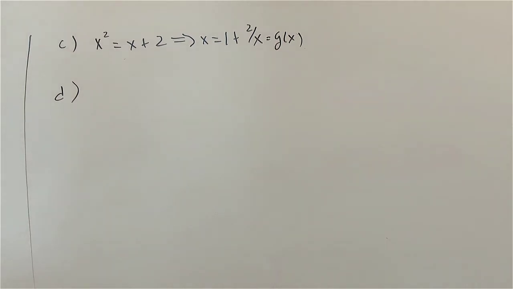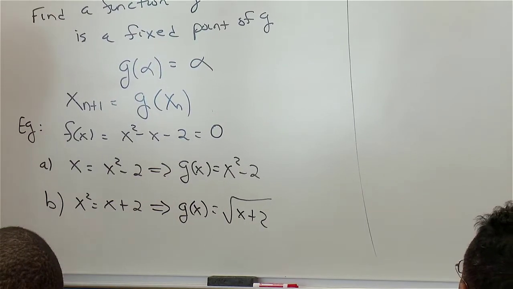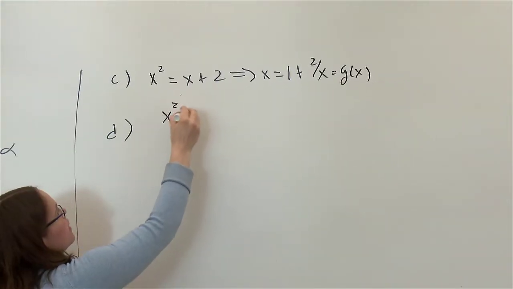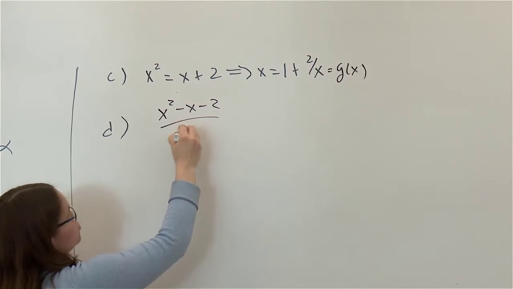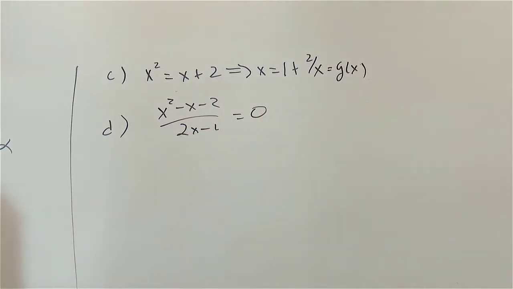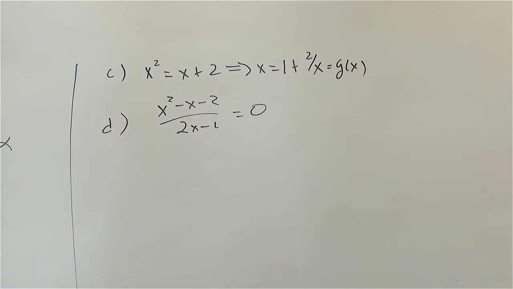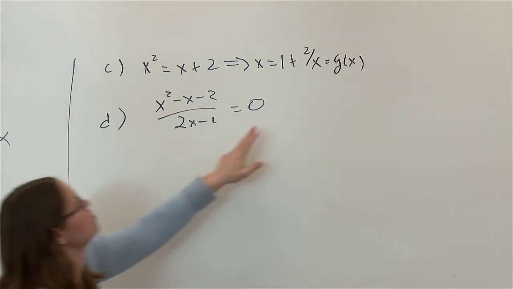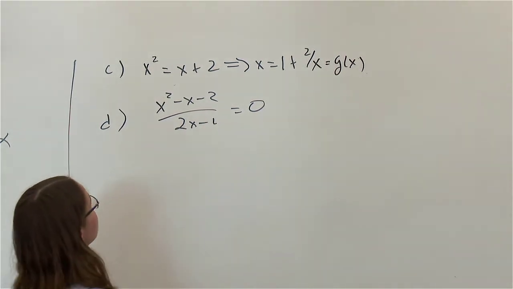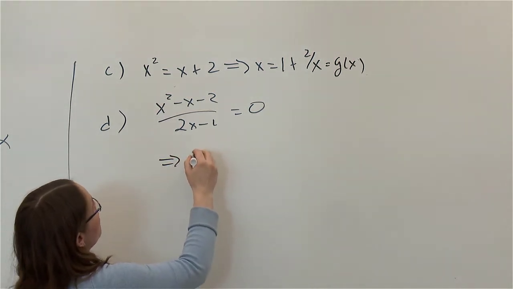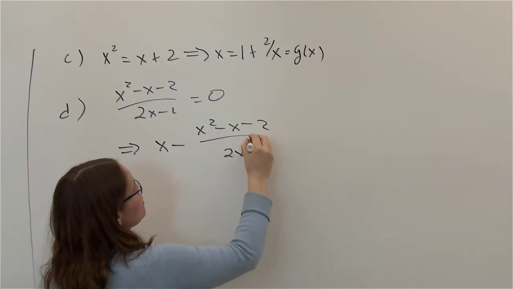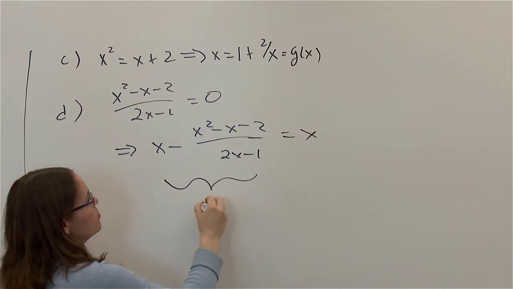Or what else? I could manipulate this in crazy ways. I could say I want this to be equal to 0. I could divide both sides by anything or multiply both sides by anything, and it should still satisfy this equal to 0. So I might say, let's have x squared minus x minus 2 over, say, 2x minus 1 equals 0. That's still not looking like a fixed point method, but you can always get something to look like a fixed point method by just adding x to both sides. So I could say x plus this equals x, or x minus this equals x. So for example, I might decide to go x minus all of this is equal to x. And now, again, this becomes my g of x.